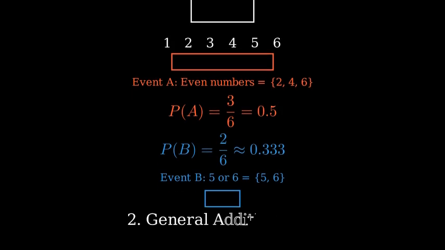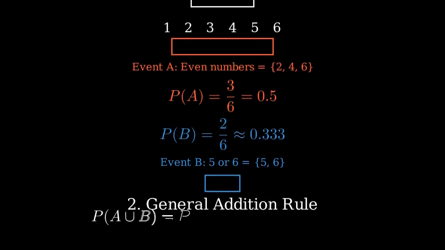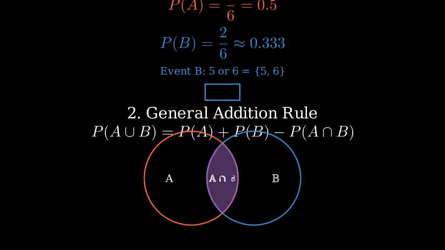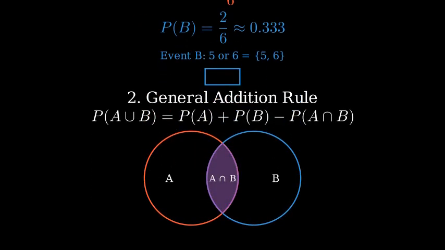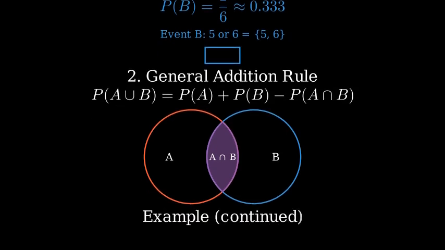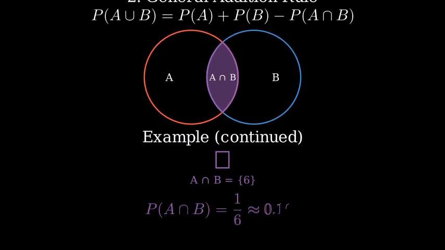This brings us to the general addition rule, which applies to any two events, whether they're mutually exclusive or not. The probability of either event A or event B occurring equals the sum of their individual probabilities minus the probability of both events occurring together. Let's continue with our die example. The intersection of events A and B is the outcome 6, which is both even and one of our 5 or 6 outcomes. So the probability of the intersection is 1/6.